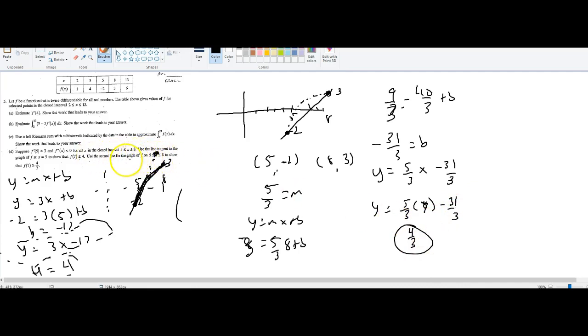The problem says show that f of 7 has to be greater than or equal to 4 thirds. Well, let's take a look at this. If this is this point in the line and this thing is concave down, that means the point has to be above that point, doesn't it? And so you could say with certainty that because it's concave down, 4 thirds has to be an under approximation.